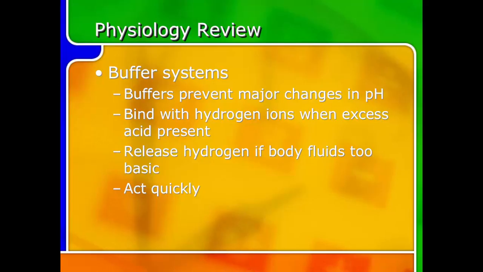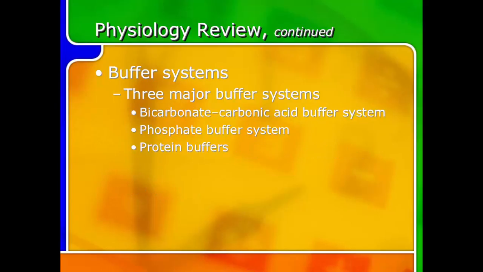First, we'll talk about the buffer systems. Buffers prevent major changes in pH by releasing or binding hydrogen ions. They bind with hydrogen ions when excessive acid is present to help minimize changes in the pH. They release hydrogen if the body fluids are too basic or alkaline, thus restoring the pH. They act very quickly, within a fraction of a second.